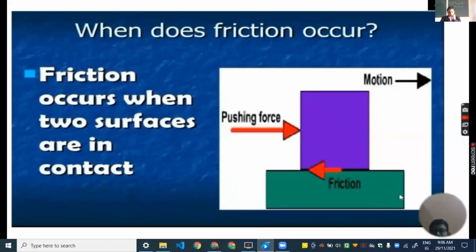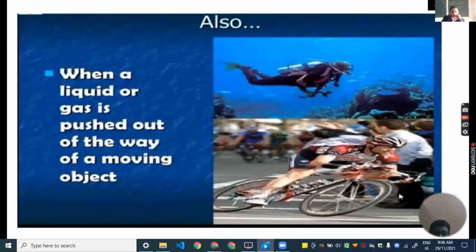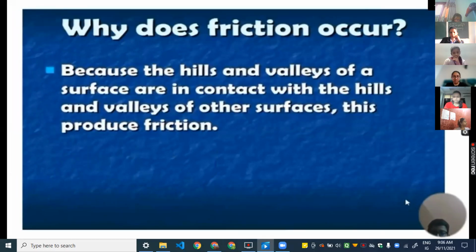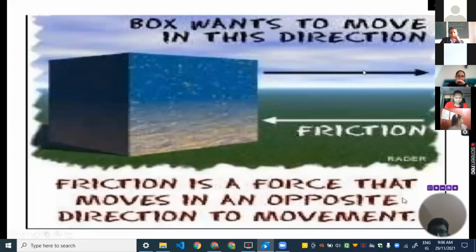When does friction occur? Friction occurs when two surfaces are in contact. Also, when a liquid or a gas is pushed out of the way of a moving object. Why does friction occur? Because the hills and valleys of a surface are in contact with the hills and valleys of the other surface. This produces friction. The box wants to move in one direction, but it can't. Friction is a force that acts in the opposite direction to movement.